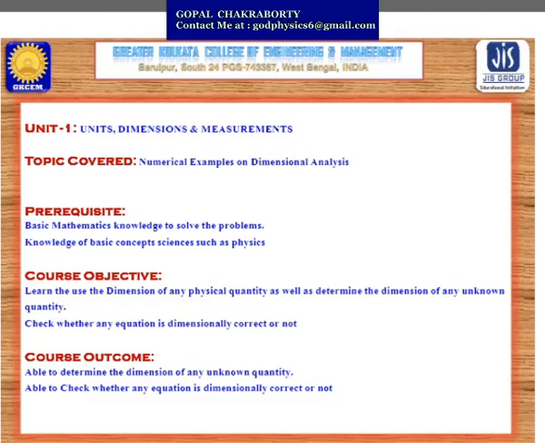The corresponding course outcomes are: students will be able to determine the dimension of any unknown quantity, as well as they will be able to check whether any equation is dimensionally correct or not. So these are basically considered as possible course outcomes.